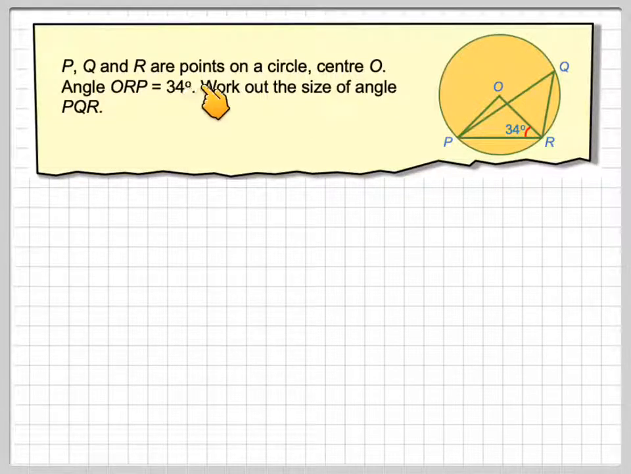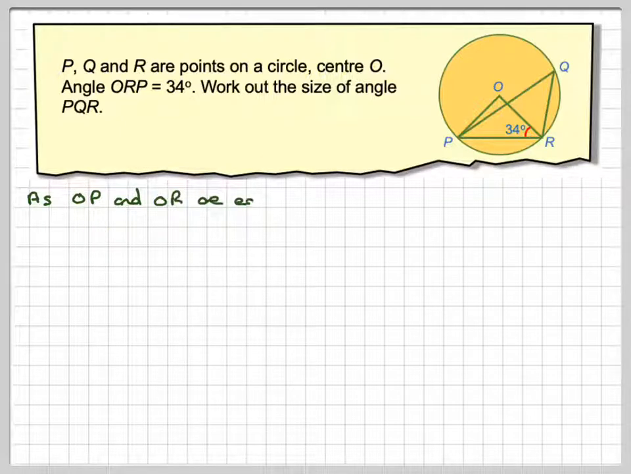P, Q, and R are points on a circle centre O. So we've got P, Q, and R, centre O. Angle ORP, so this angle here, is 34 degrees. Work out the size of angle PQR, which is this angle here.